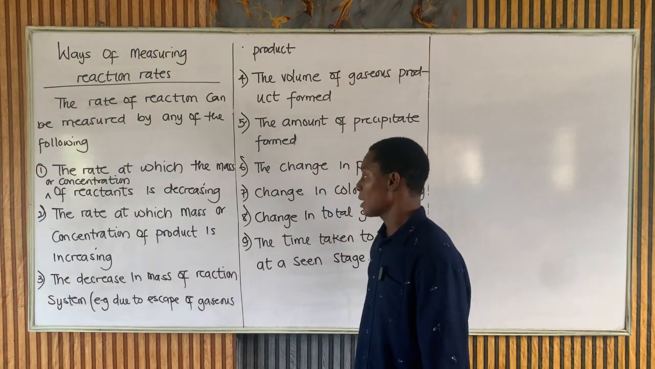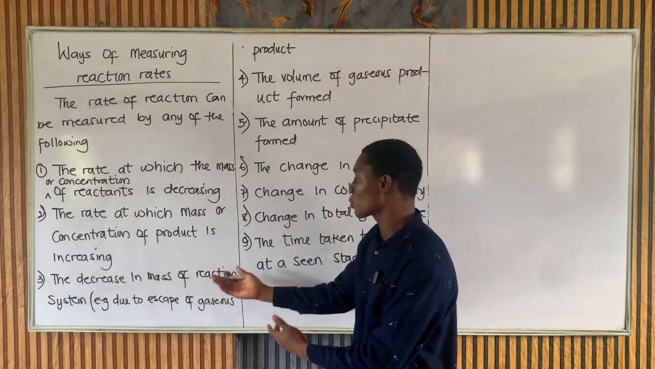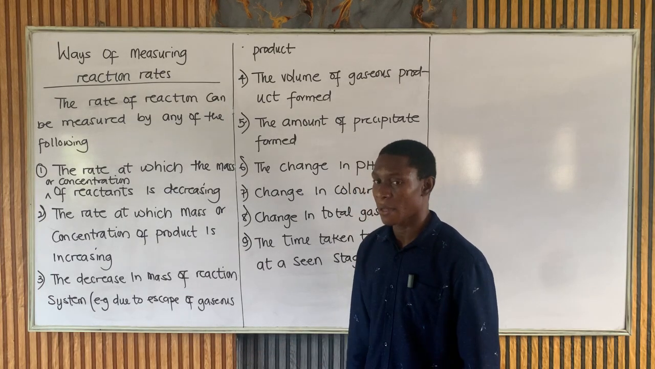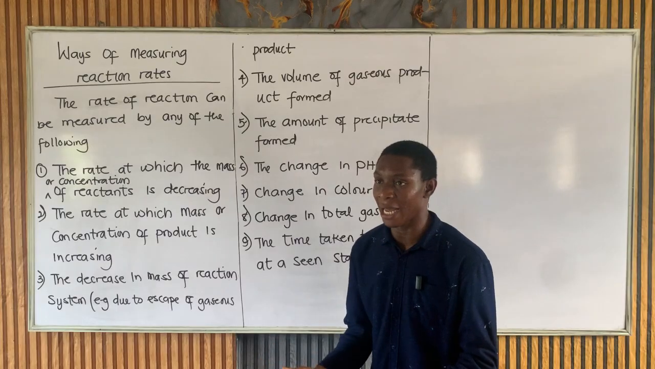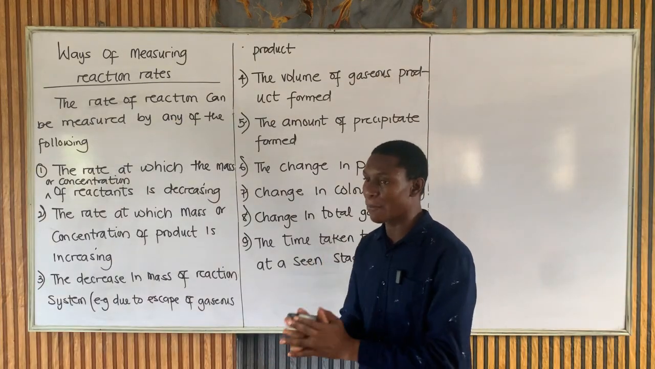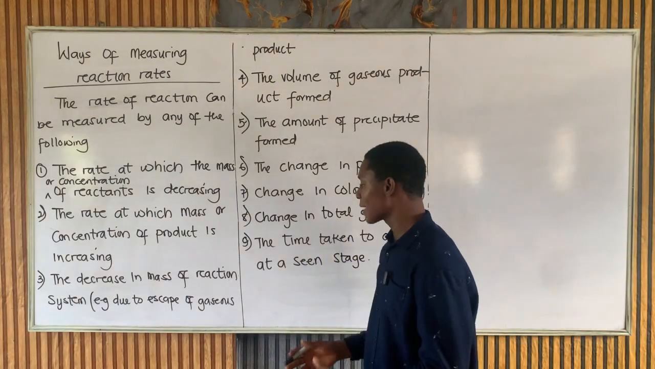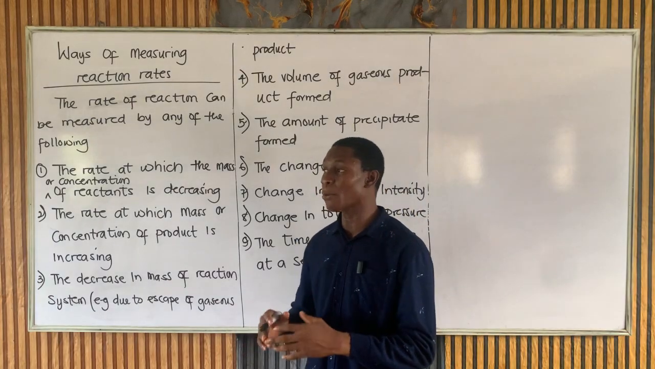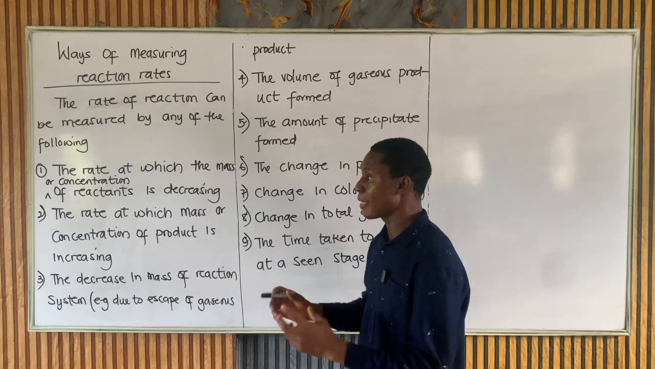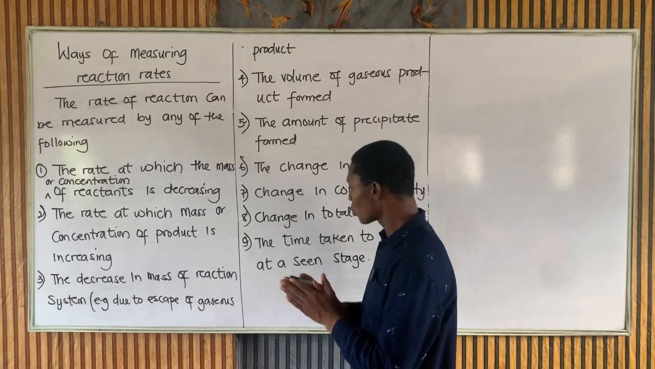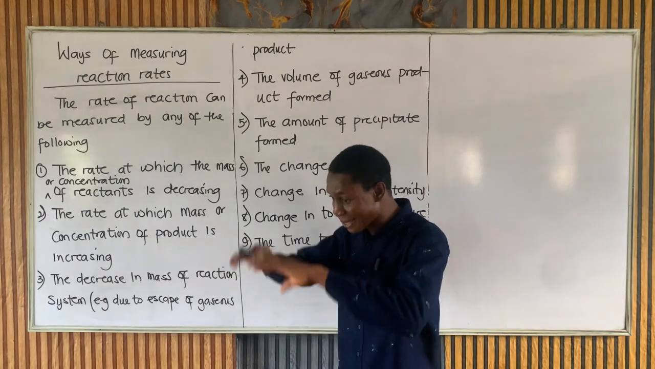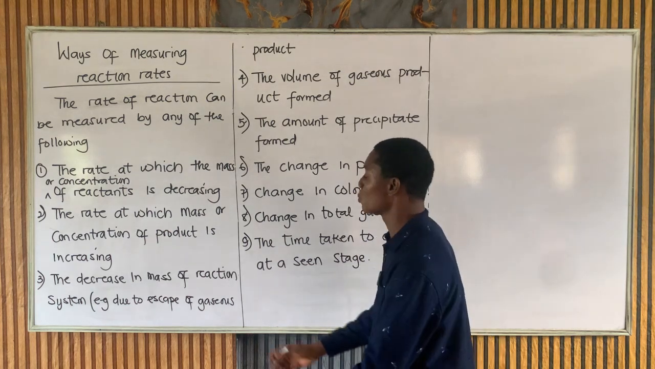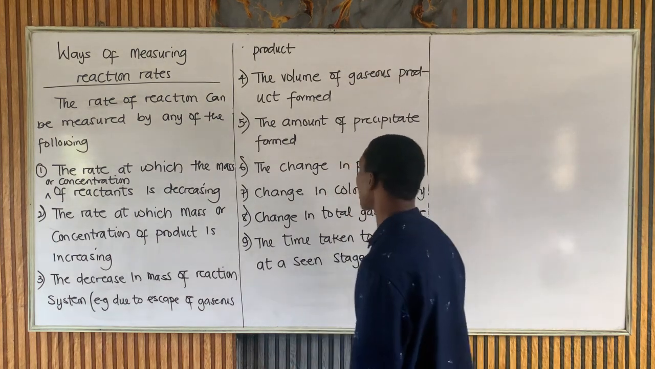Sometimes, if these two methods are not possible, you can also use the decrease in mass of the reaction system. Maybe you're carrying out this reaction in a container and one of the products formed is a gas. Once the gas starts escaping, the mass of the substance will be decreasing. So the decrease in mass of the entire reaction system, due to the escape of a gaseous substance, can be used to measure the rate of reaction.